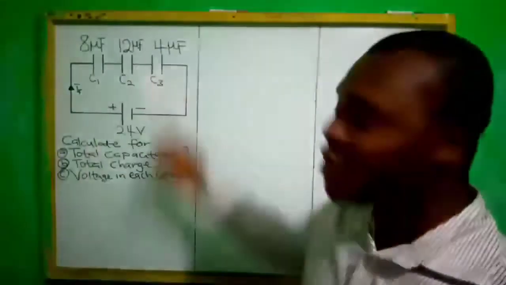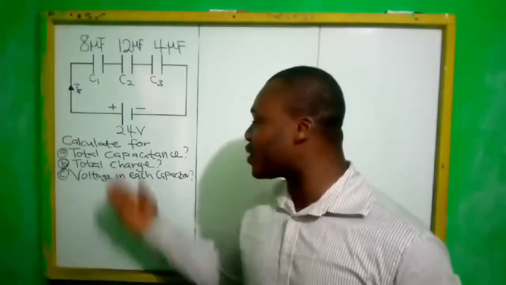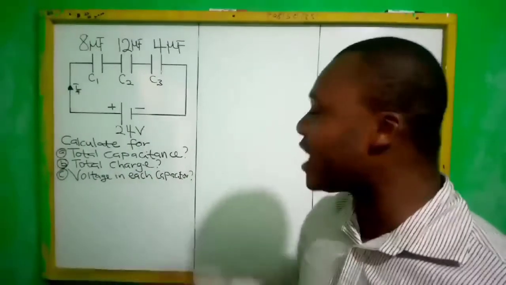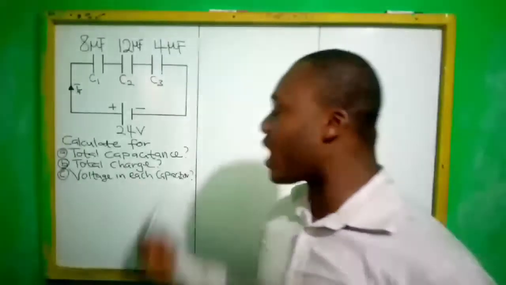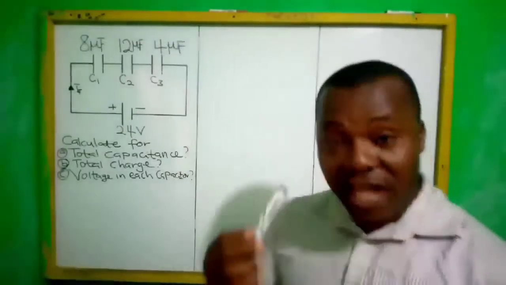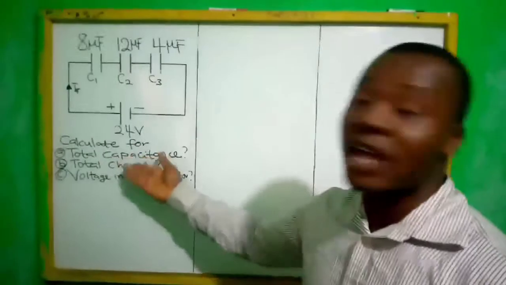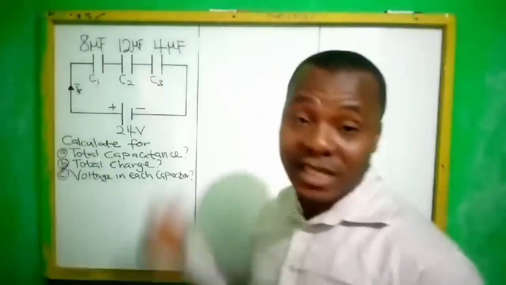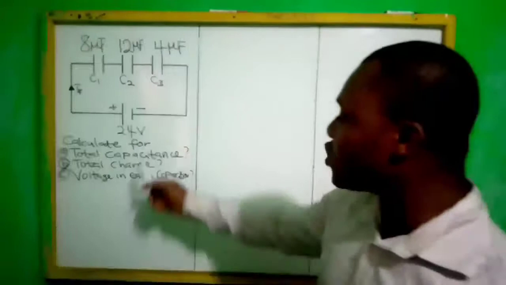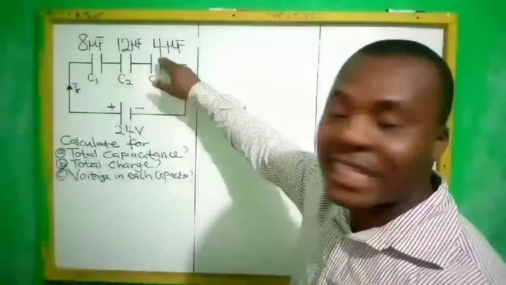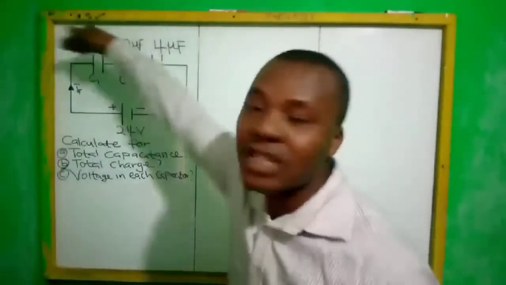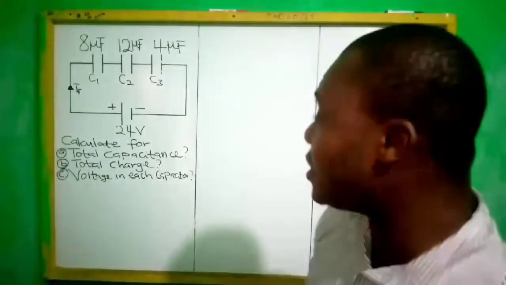We have three capacitors that are connected in series, and we are asked to calculate the total capacitance, total charge, and voltage in each capacitor. When capacitors are connected in series and you are asked to calculate the total capacitance, bear in mind that the answer you get will be less than the smallest capacitor in the series.